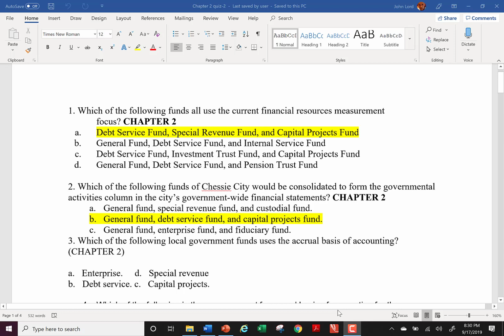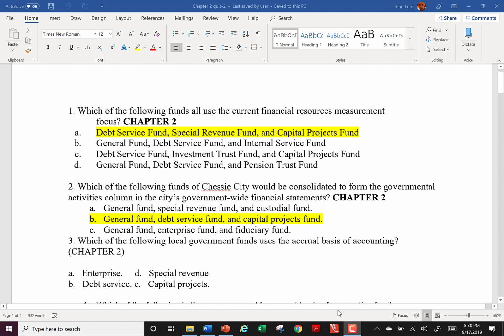Okay, good. So let's go ahead and take a look at our Chapter 2 quiz here. Here we're asking which of the following funds all use current financial resources measurement focus. That's our governmental funds, right? And so we start to look. You can see that A is the answer because all three of those, debt service fund, special revenue fund, capital project fund, are all governmental funds, right?